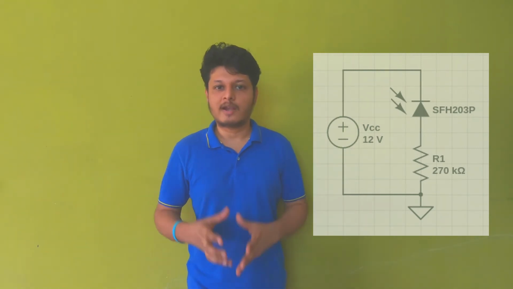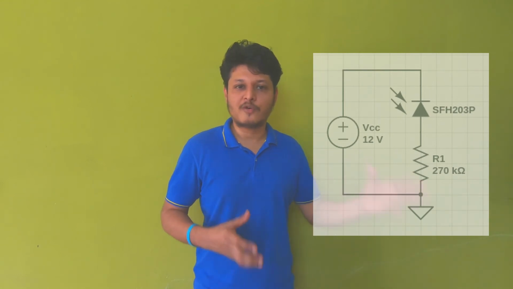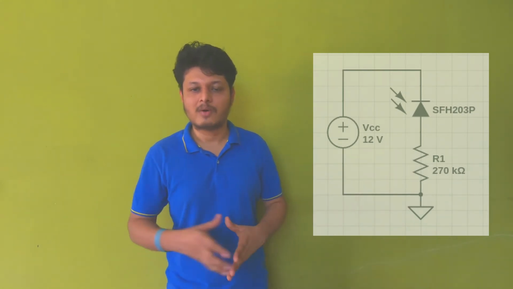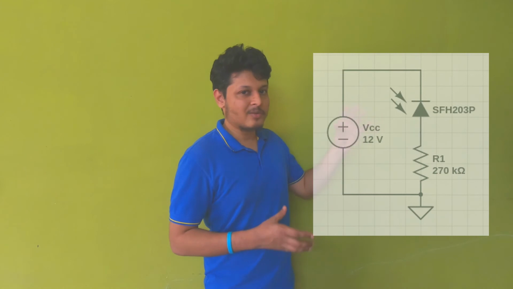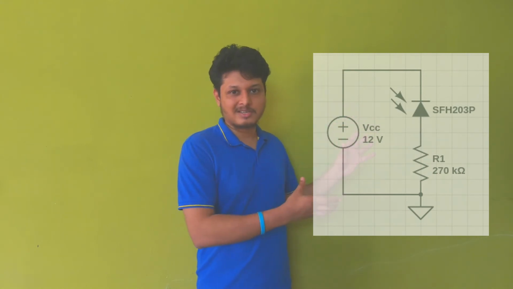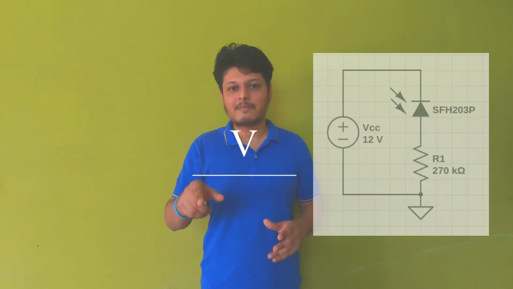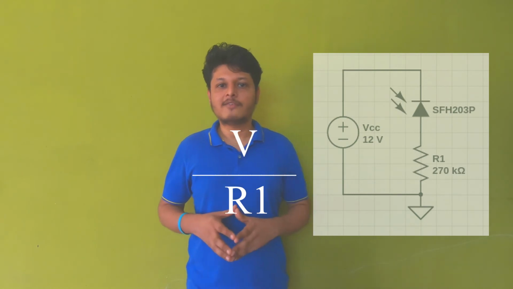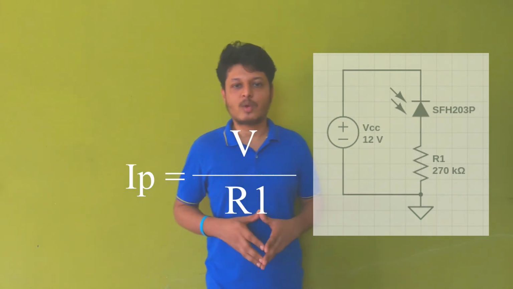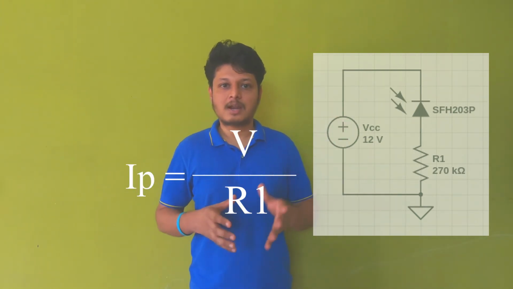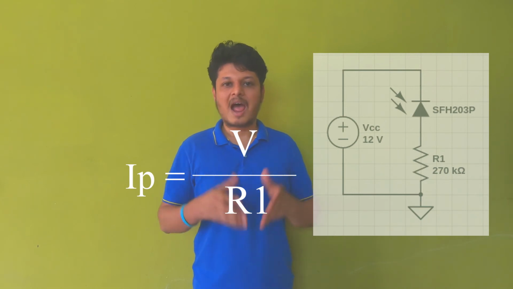Now we need to find out how much current is flowing through the photodiode so that we can find out the power. So we can measure the voltage developed across this resistor. This voltage divided by the value of this resistor will give you the current that is flowing through this diode. This current is nothing but the photocurrent, I_P.